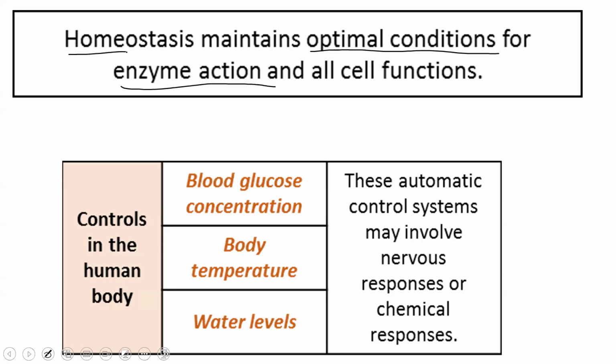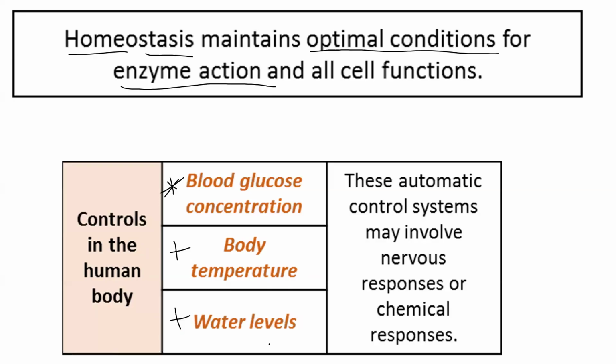Homeo pretty much means human. Stasis means stays the same, stationary. So homeostasis is human stationary, and it is to maintain the optimal conditions for enzyme action. Now, the three that I'm going to talk about a little bit, the last two we don't really need to do very much, are blood glucose concentration. Again, you don't talk about glucose, you talk about blood glucose concentration, body temperature, and water levels. The only one that you need to know any detail about is the blood glucose concentration. So we'll do that one in a second.